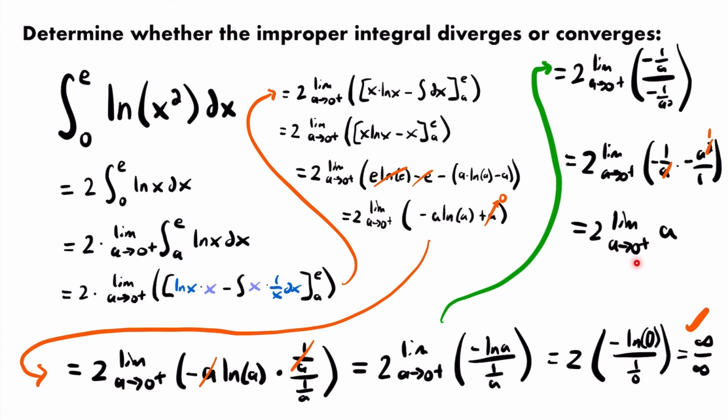The limit as a approaches 0 from the right of a, we can just plug 0 in for a and get 0. So this is equal to 2 times 0, which is equal to 0. And so 0 is the value that this improper integral converges to. We can now conclude that this improper integral converges. Specifically, it converges to 0.